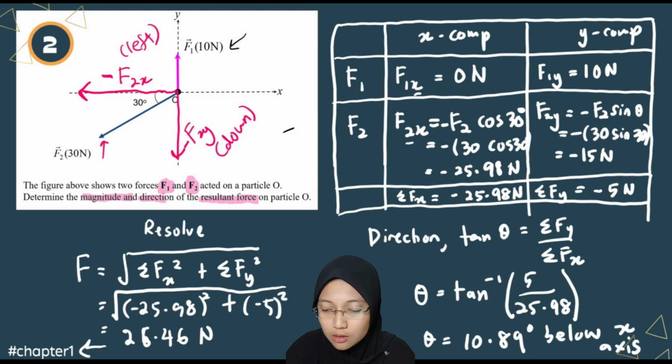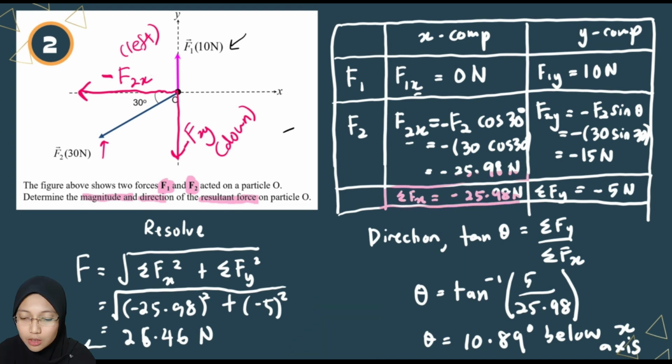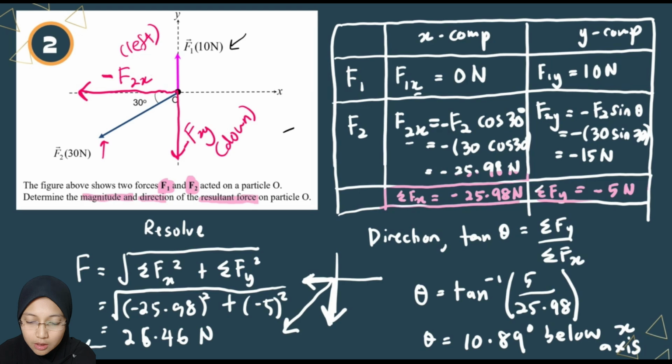x-axis. So how do we know it is below the x-axis? Because your summation of Fy is negative for the resultant. So meaning that for your resultant force, the summation of Fx and the summation of Fy are both negative. So it is going to be at this position, downward. So your resultant is at this position, quadrant number 3. Okay, thank you. That's all for question number 2.